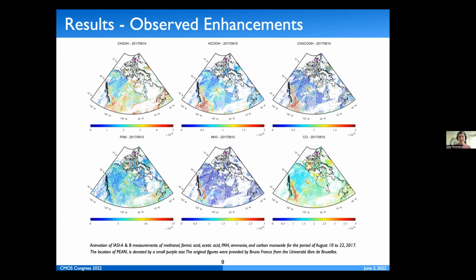So it's likely that there is some kind of underestimation. But outside of these fire measurements, these big enhancements, the data from IASI is even noisier. So it's hard to make reliable observations from space of these VOCs outside of fires.